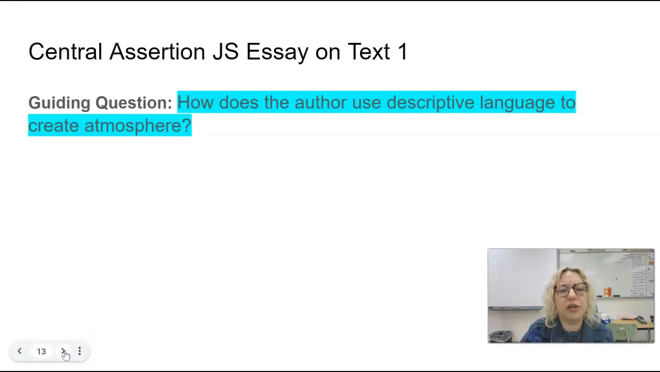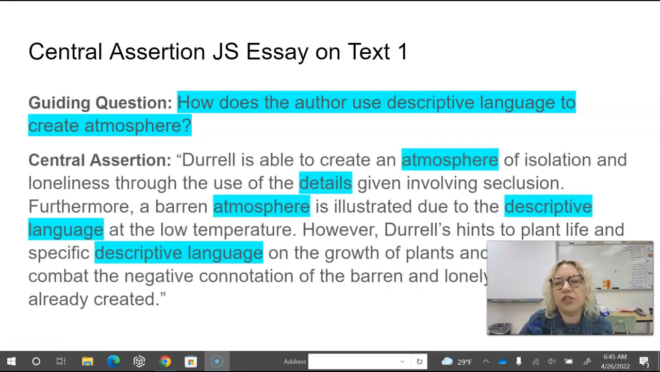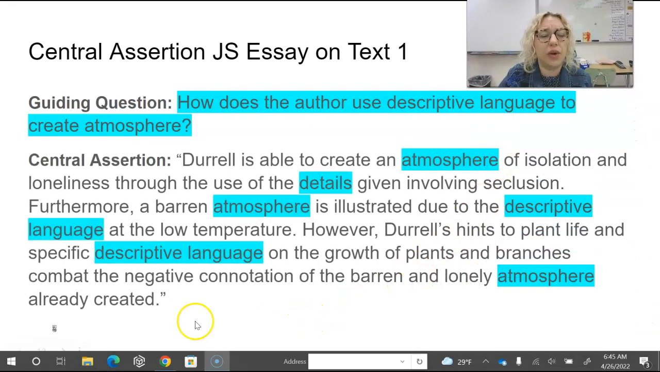So the guiding question: how does the author use descriptive language to create an atmosphere? Look at how many times she uses language from the guiding question in her central assertion. Durrell is able to create an atmosphere of isolation and loneliness through the use of the details given involving seclusion. Furthermore, a barren atmosphere is illustrated due to the descriptive language at the low temperature. However, Durrell's hints to plant life and specific descriptive language on the growth of plants and branches combat the negative connotation of the barren and lonely atmosphere already created.